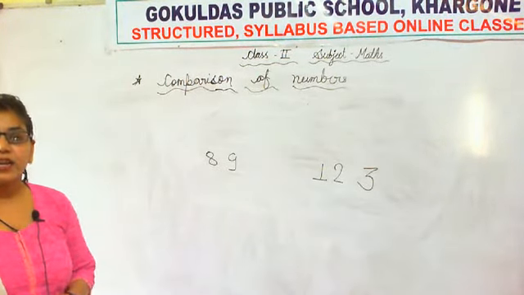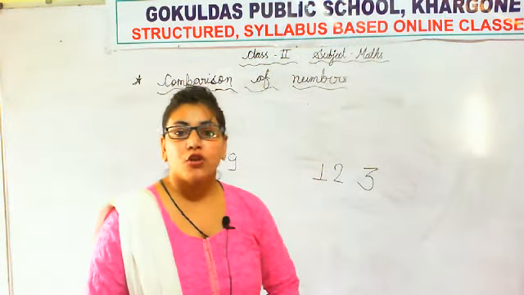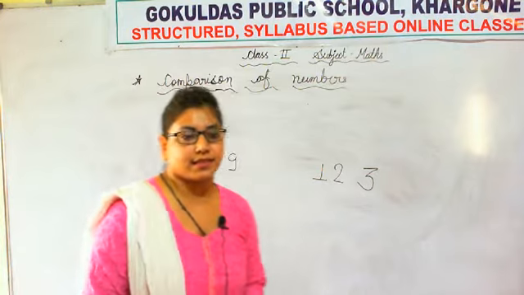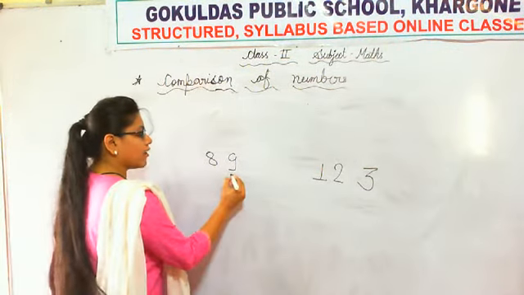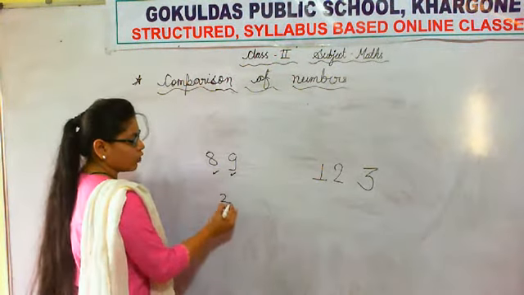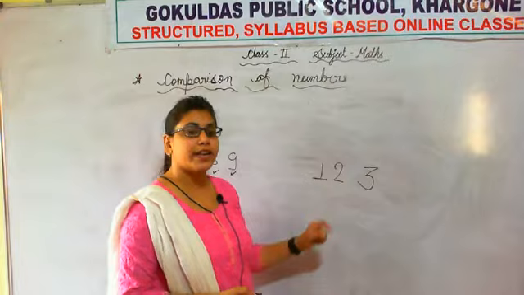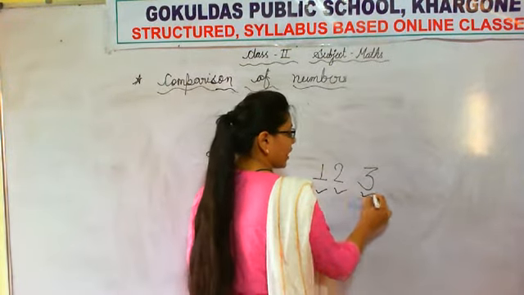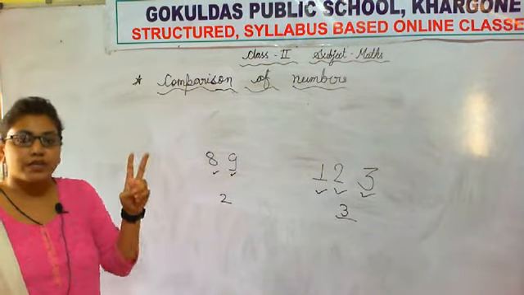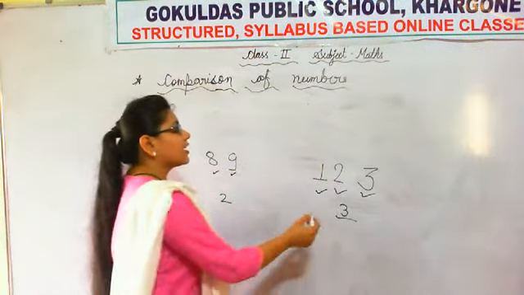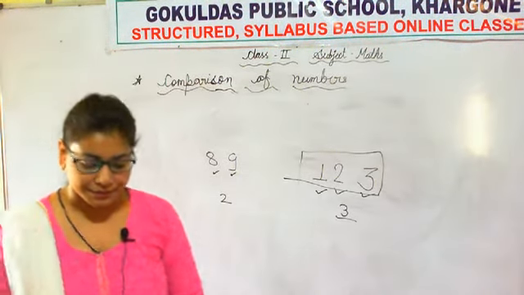Which number is bigger? So what do we do when we want to compare numbers? First of all, we count digits. Let us count the digits of 89. How many digits are there? 1, 2. 2 digits are there. And how many digits are there in 123? 1, 2 and 3. 3 digits are there. So which one is bigger, 2 digit or 3 digit? Obviously 3 digit, it means 123 is the bigger number.